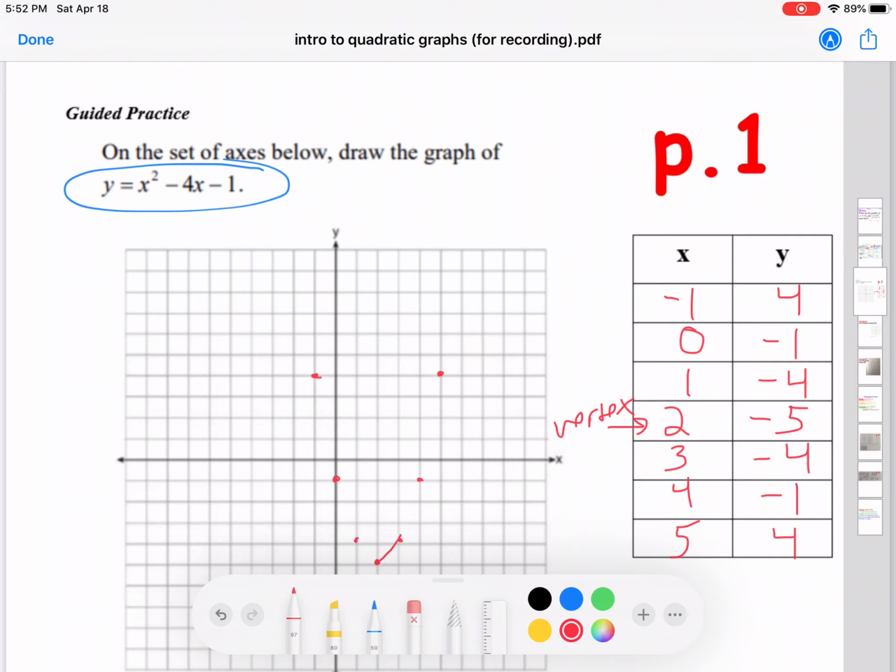Okay, we'll go ahead and connect those with a nice smooth curve. And there we have it. There's our graph for the guided practice. So now we're going to get up to our checkpoint question.